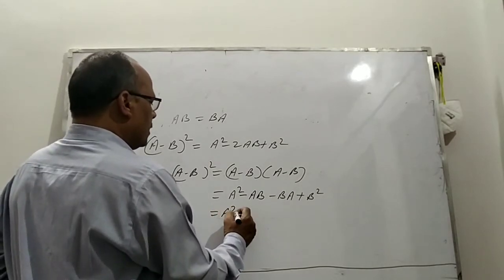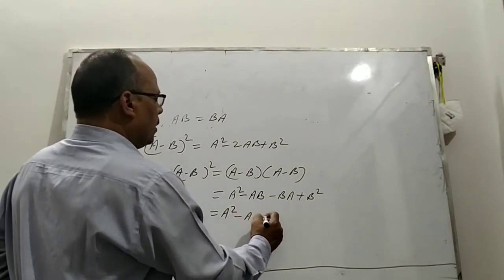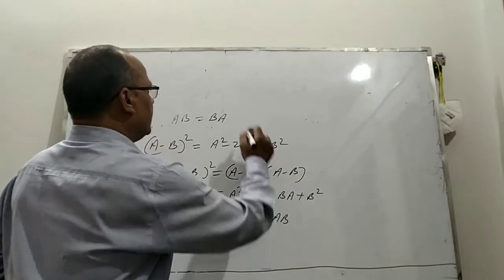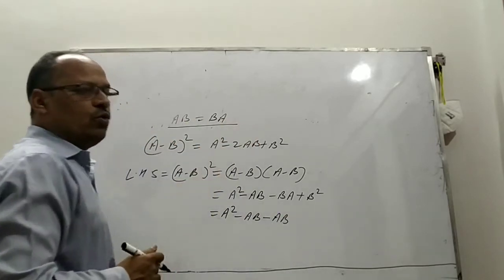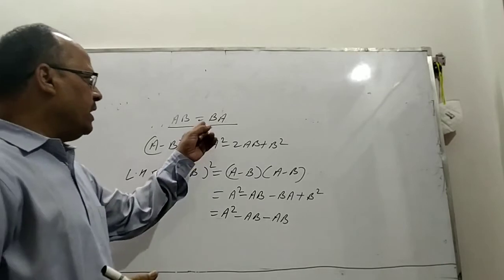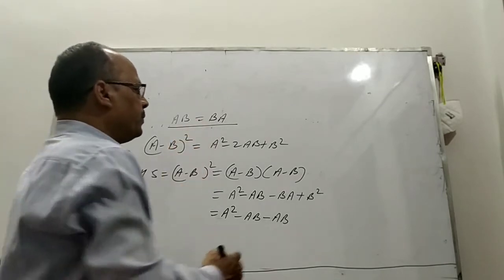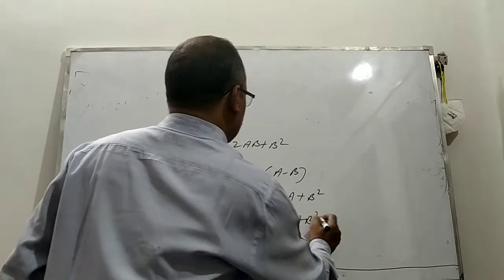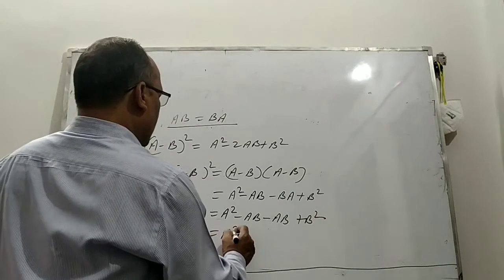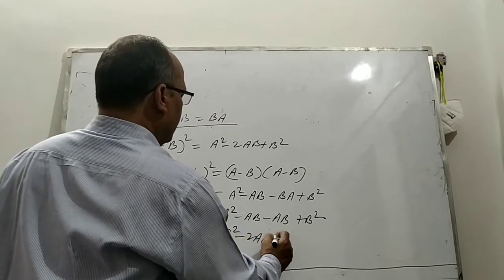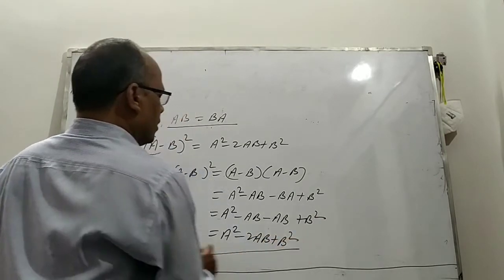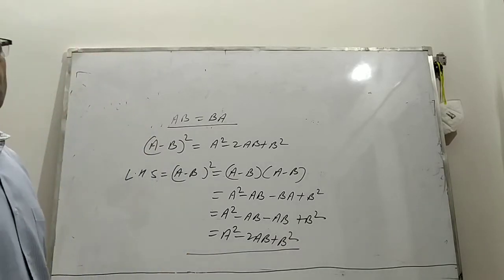A square minus AB minus AB, because it is given here AB equal to BA, it will follow the commutative law. Only here it is given. Plus B square. So A square minus 2AB plus B square. Now it is proved.